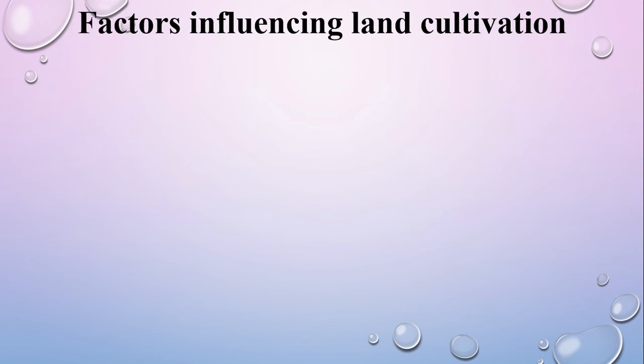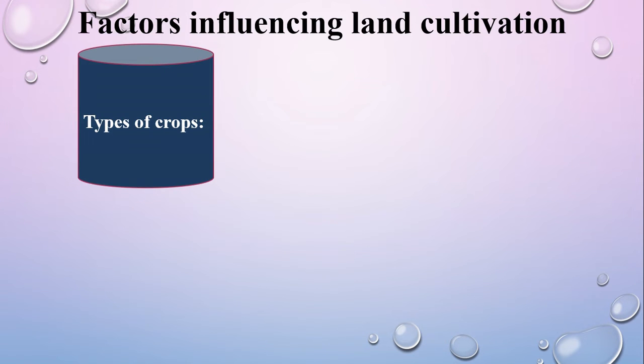Next point is factors influencing land cultivation. The way of land cultivation depends on some factors, and the first one is types of crops. Land cultivation depends on the farmer's selection of crops to be cultivated. For example, to cultivate rice, the land is prepared by plowing and cross plowing followed by harrowing. But radish, chili and other crops require much plowing to make the soil friable. Cultivation of sugarcane and potato requires deep plowing.